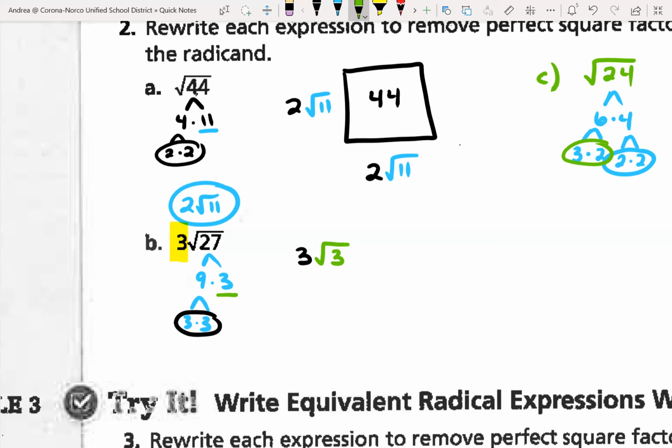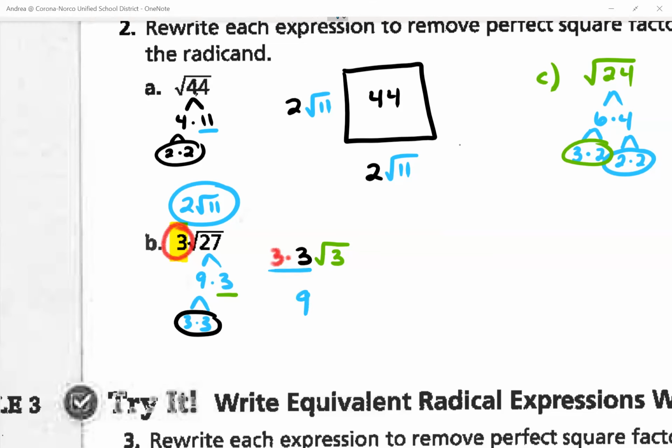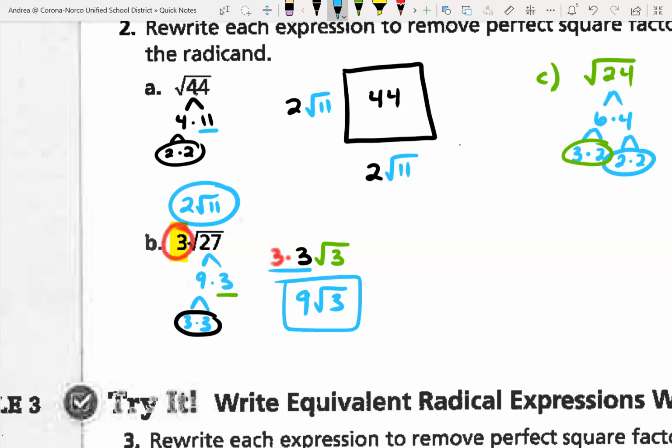Okay, now we have to remember back at the beginning, this 3 was on the outside. So we have to put that 3 on the outside as well. And then we can just multiply those two together. 3 times 3 is 9, and then square root 3. So that would be 3 square root 27 simplified. Any questions over that?